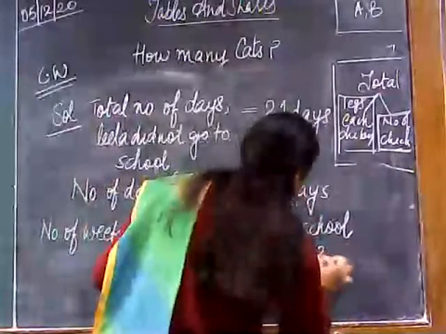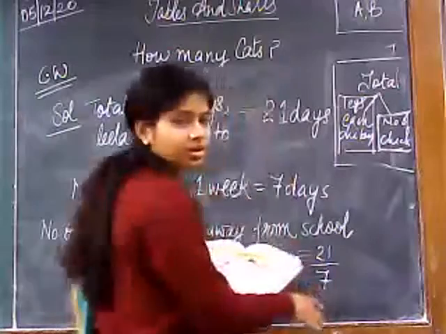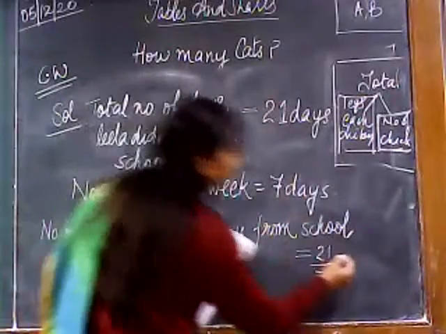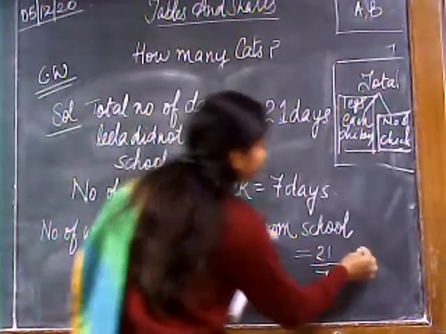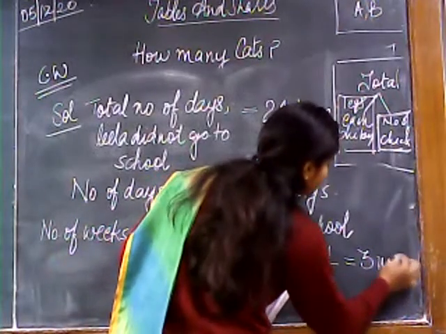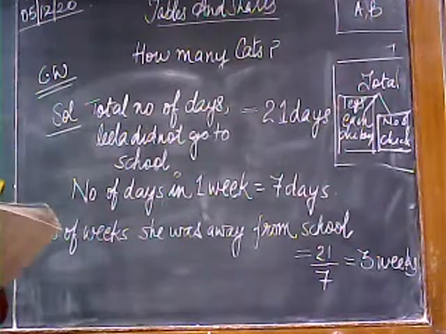21 by 7. Total of 21 days, divided by 7 days, since in each week there are 7 days. So we will get the answer. 21 divided by 7. We know 7 threes are 21. So for 3 weeks, she was away from school.